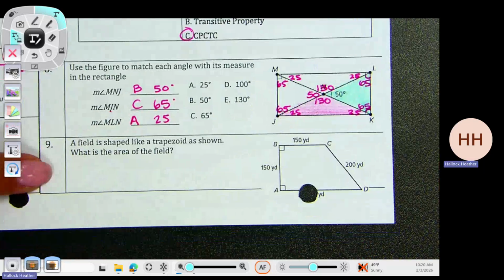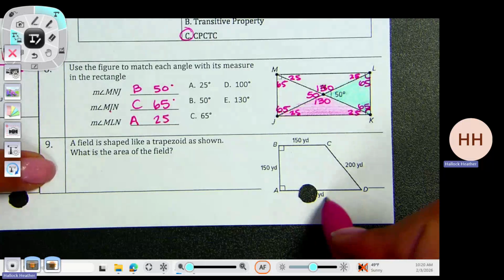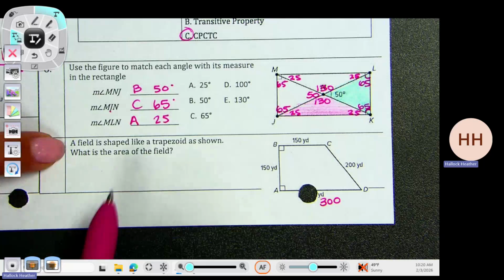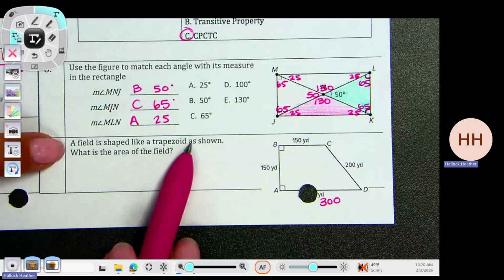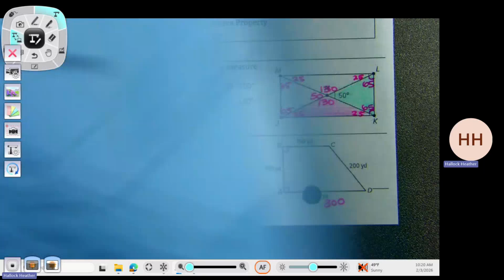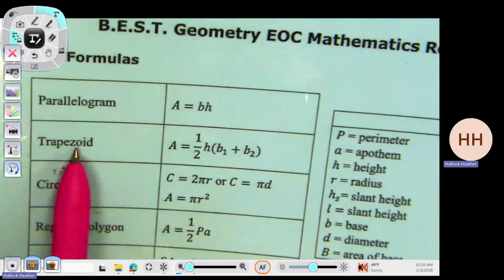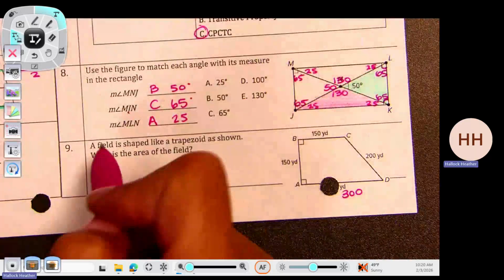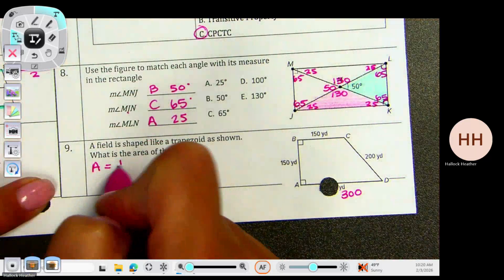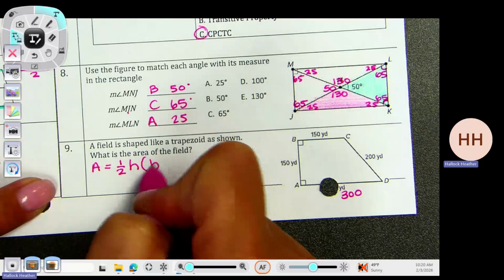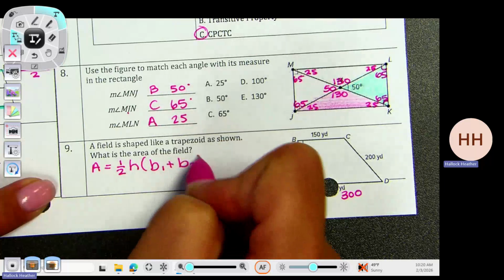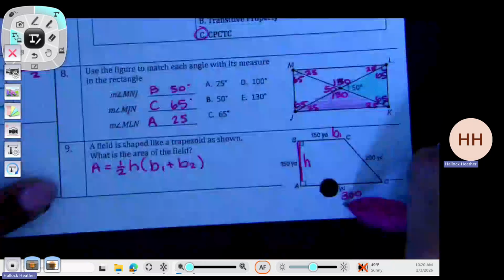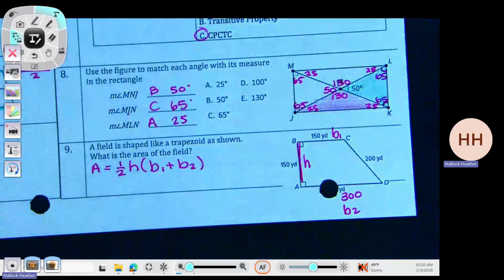The next one has a number that's crossed out because of the hole punch. So this is 30 or 300 yards. It's just hole punched out. That's supposed to be there. A field is shaped like a trapezoid as shown. From your formula sheet, we're going to use the formula for a trapezoid. So it's the top formulas. So this formula, area equals 1/2 height times base 1 plus base 2. So this is your height. That's my H. This is base 1. This is base 2.